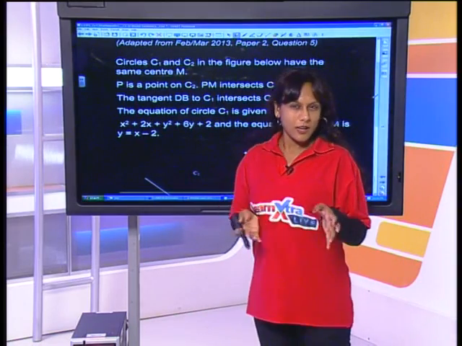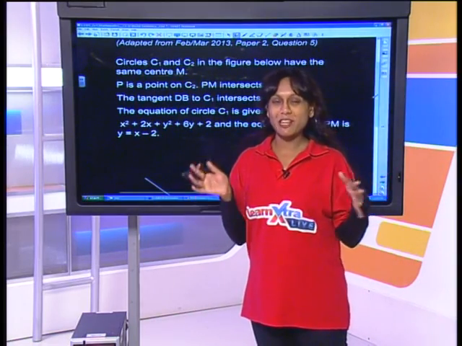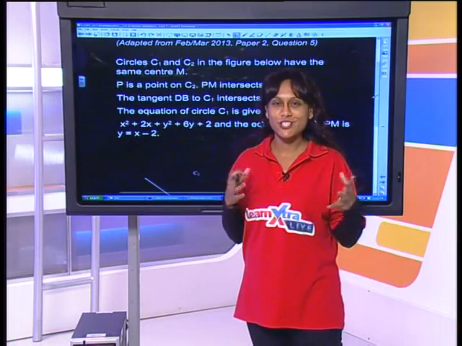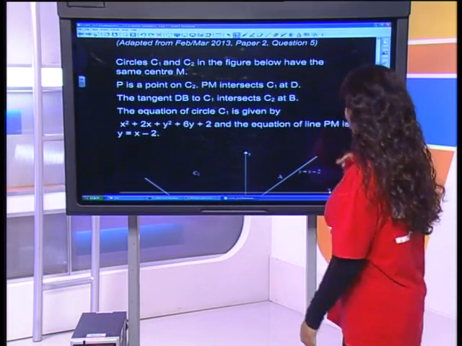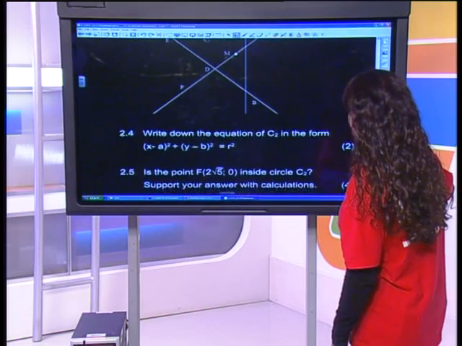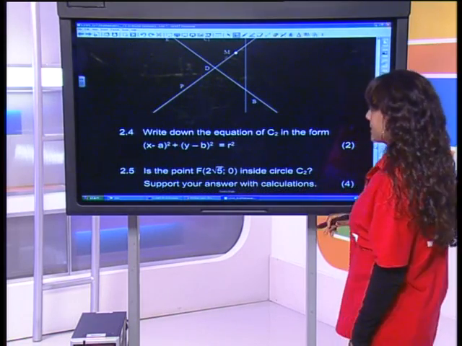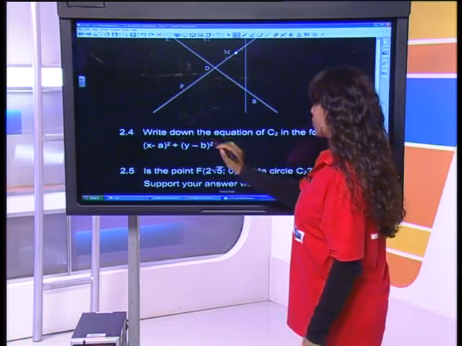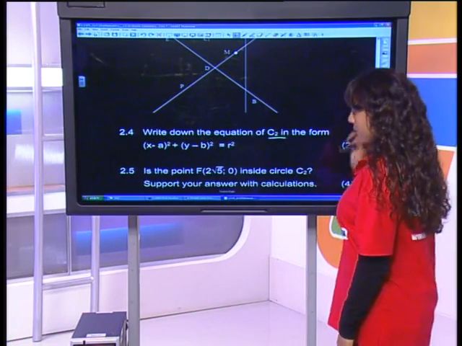So we've done, I think it's 3 parts of this question. I'm actually losing track because there's just so much to it. But let's have a look and see where we're at. All right, we're at the point where they're asking us question 2.4 to write down the equation of C2.